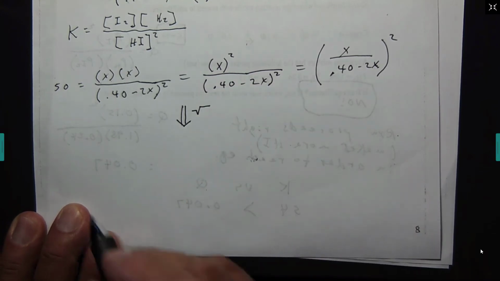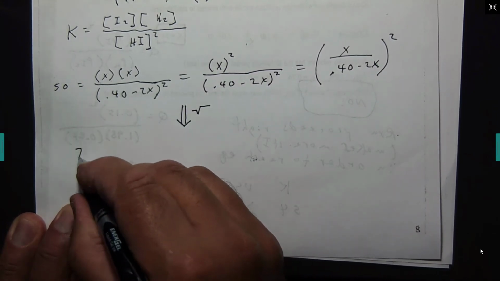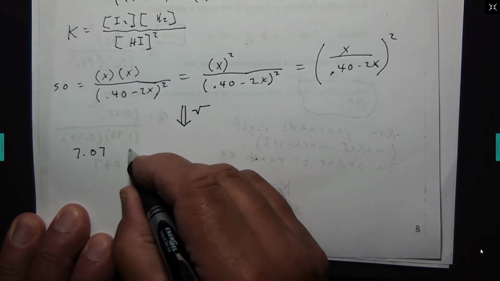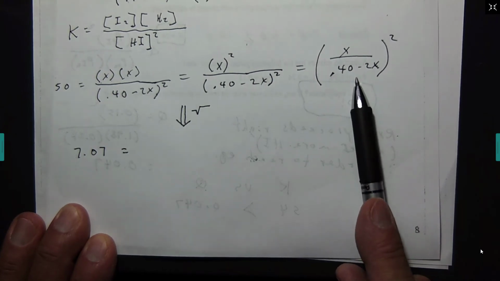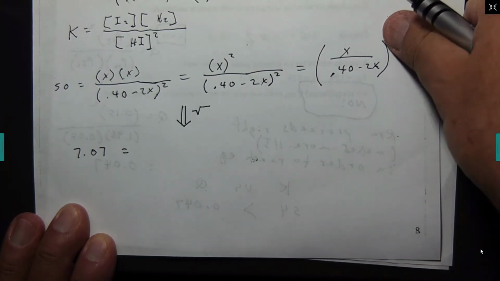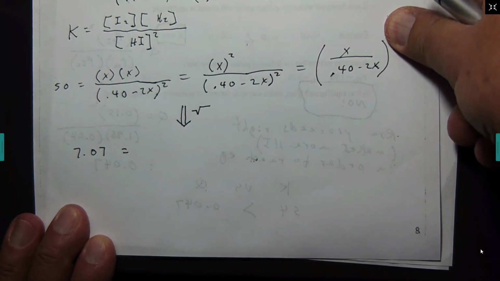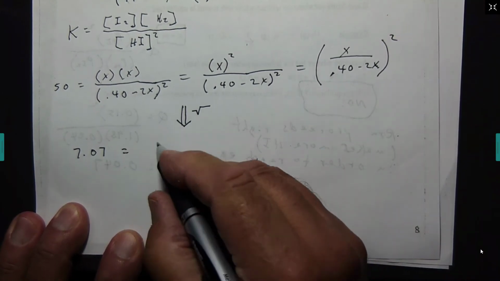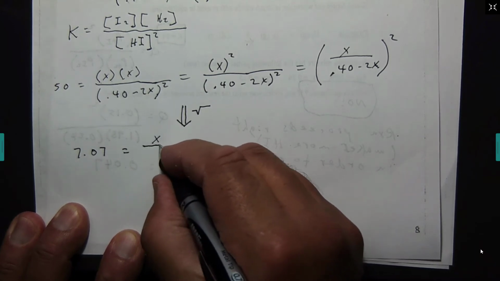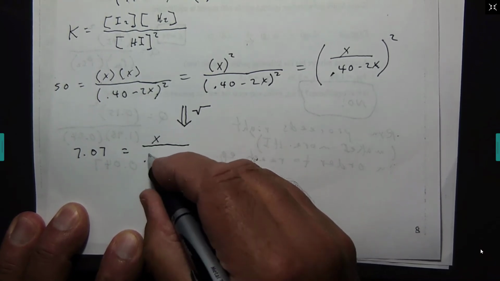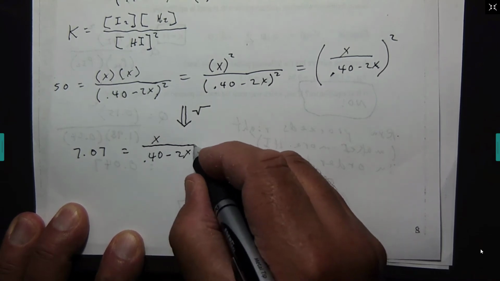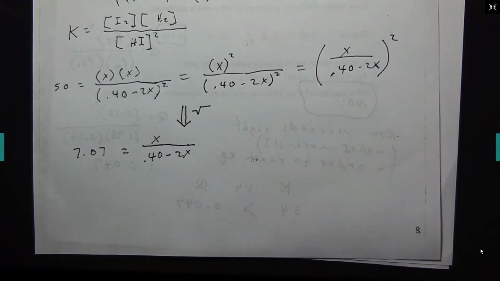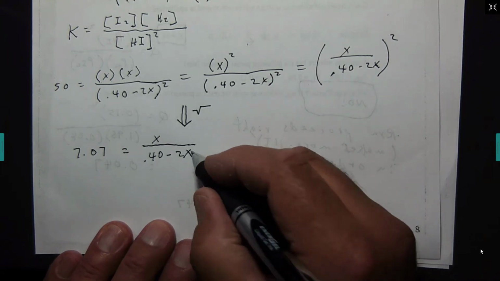So what you want to do here is take the square root of both sides. 50 becomes 7.07. Well, how do you take the square root of this? Oh, easy. You erase that. That's the square root. So the square root of this side is x over 0.40 minus 2x. There's no more squares in there. It's not a quadratic anymore. It's pretty easy to solve. From this point on, it's straightforward algebra.